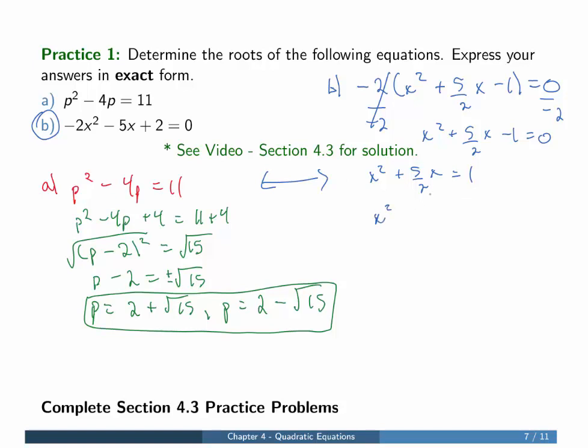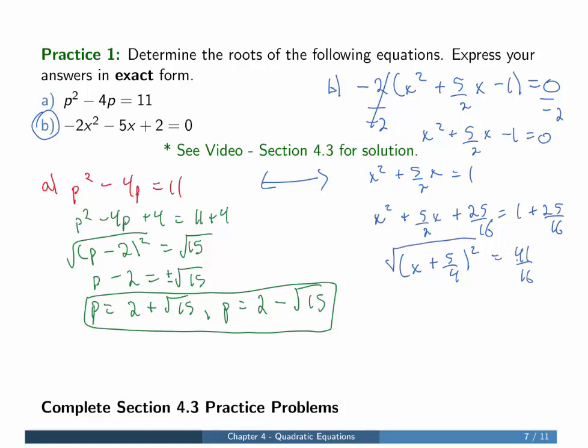When you take half of 5 over 2, you get 5 over 4. Squared is 25 over 16. Let's make sure that I did that correctly. And I believe I did. So what we have here is x squared plus 5 over 2 x plus 25 over 16 equals 1 plus 25 over 16. Now we can go right ahead and complete the square over here. We're going to get x plus 5 over 4 squared. Now 1 plus 25 over 16 is 41 over 16.